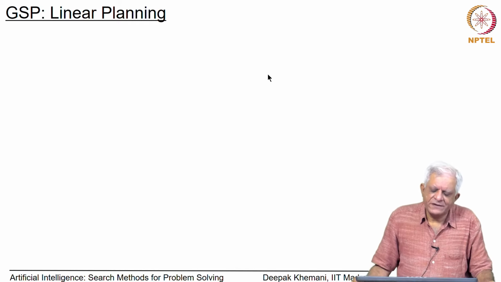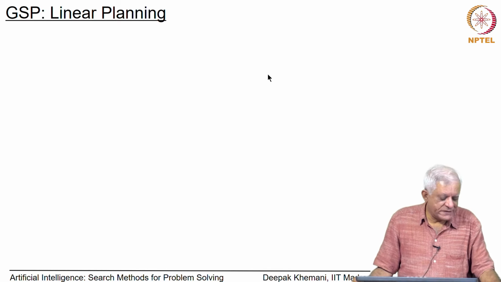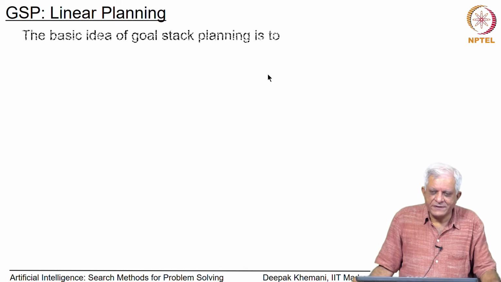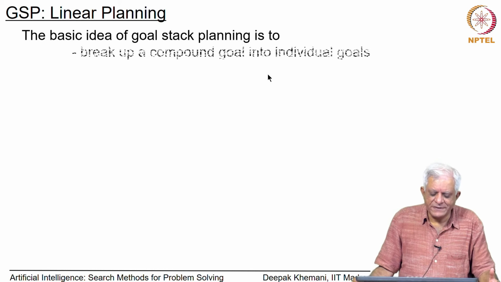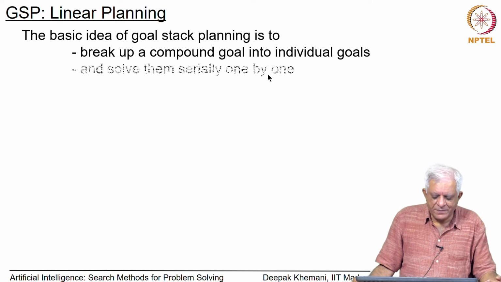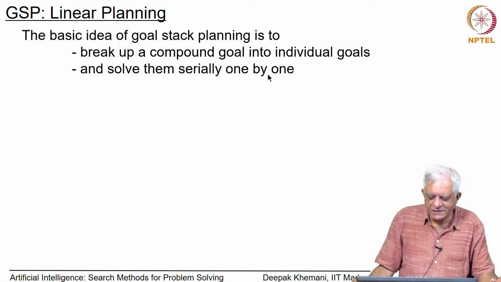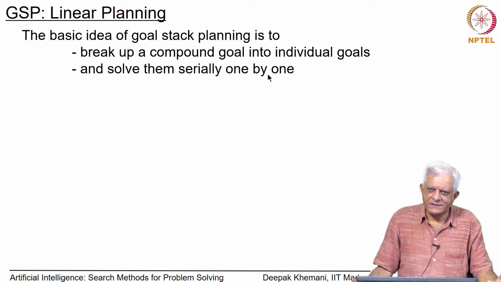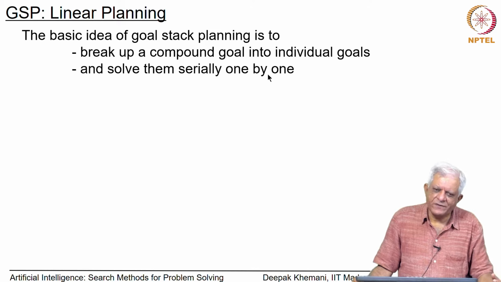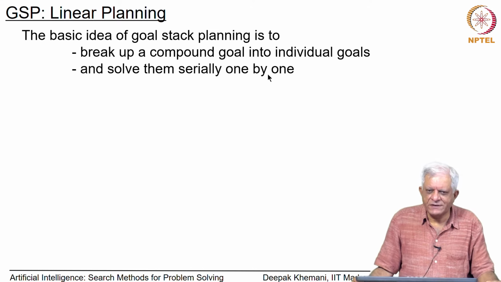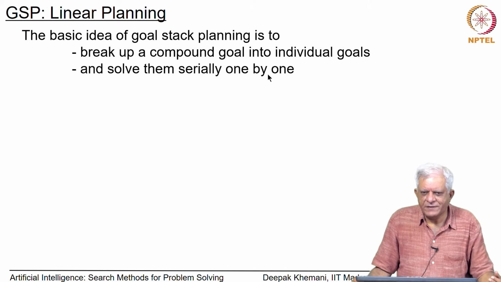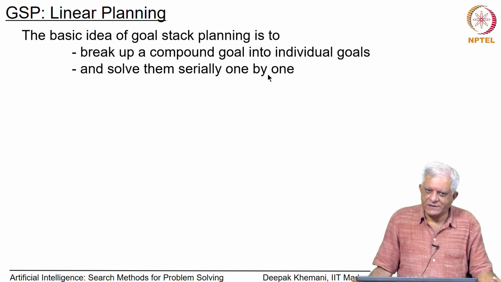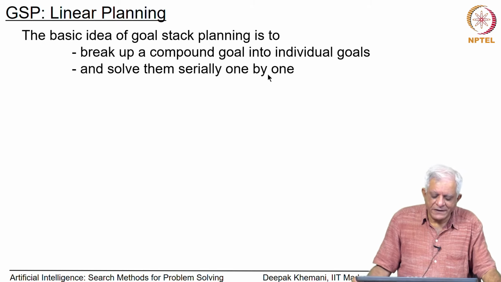We say that goal stack planning does what we call linear planning, and let me explain that. The basic idea of goal stack planning is to break up a compound goal, for example, G1, G2, G3 or whatever, into individual goals and solve them serially one by one essentially. So, for example, if we have to achieve 3 goals G1 and G2 and G3, then first solve, let us say G2, in some order, then maybe you solve G3 and then maybe you solve G1. So, you solve the goals individually one by one, and in that sense we are solving them in a linear fashion.